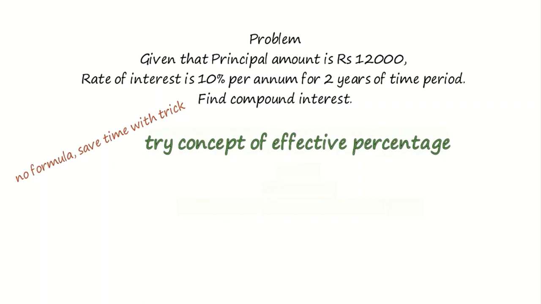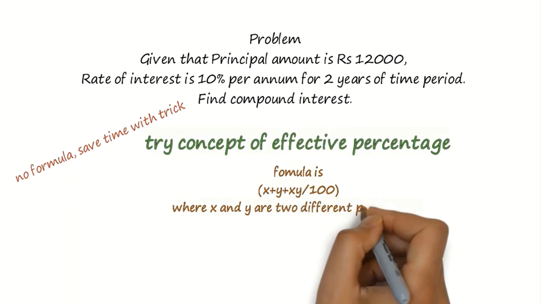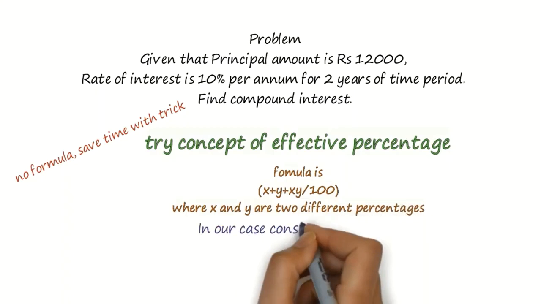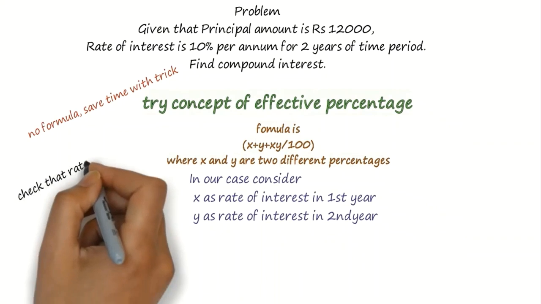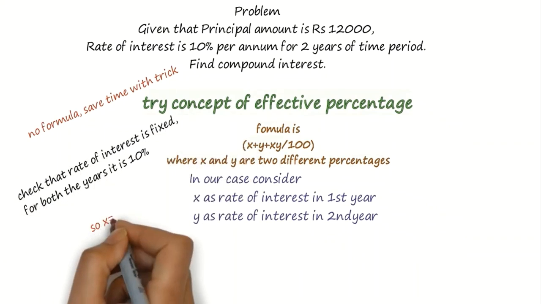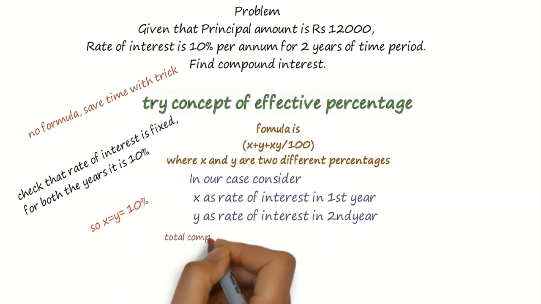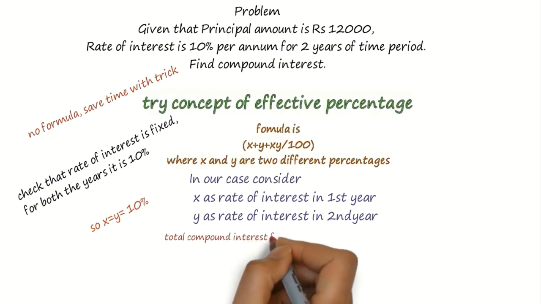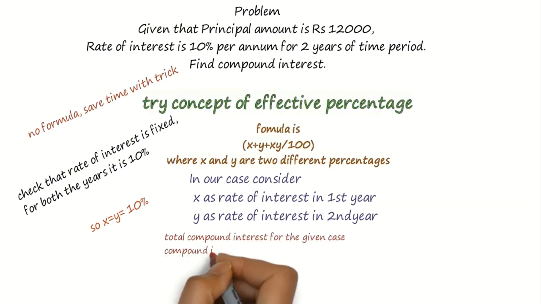To calculate effective percentage, the formula will be x plus y plus x into y divided by 100, where x and y are the given rates of interest of year 1 and year 2. In our case, the rate of interest for both the years is the same. So x is equal to 10 as well as y is equal to 10. So we put the values of x and y in the formula.